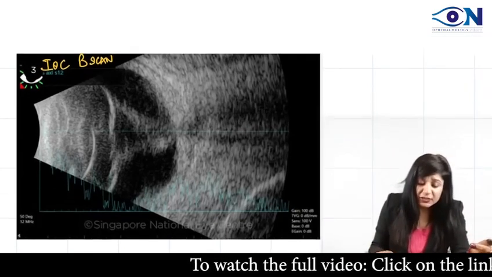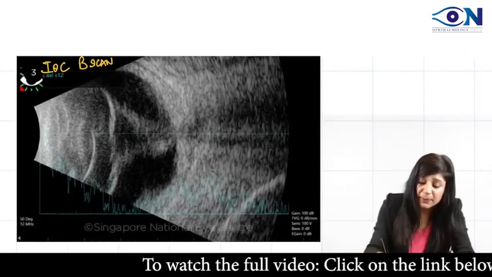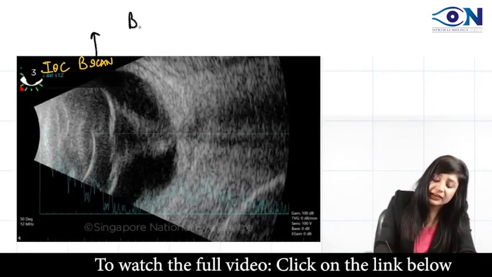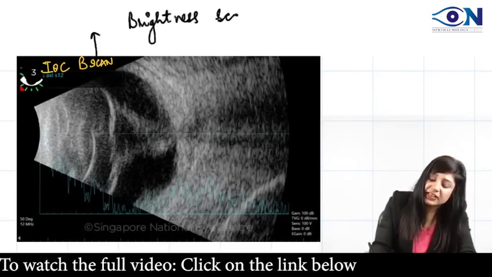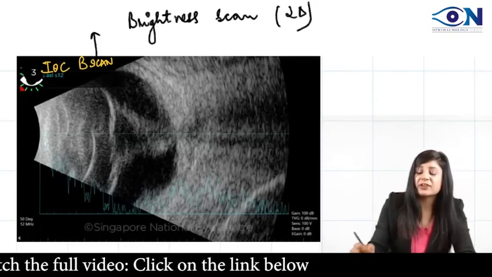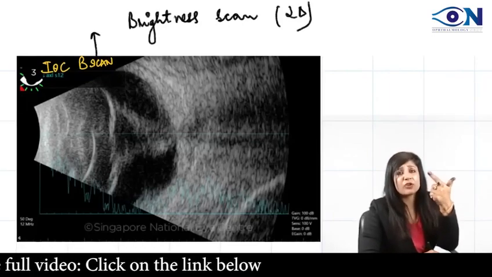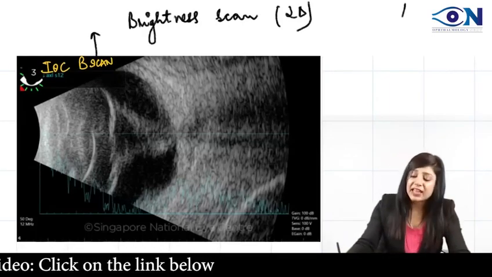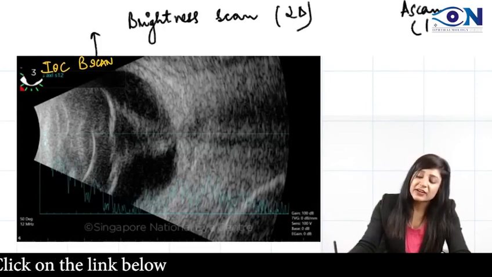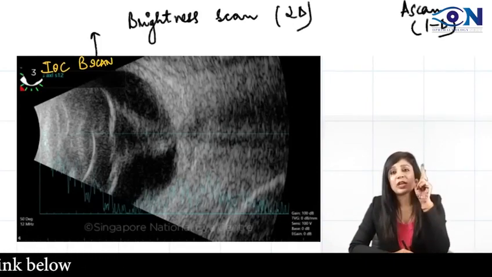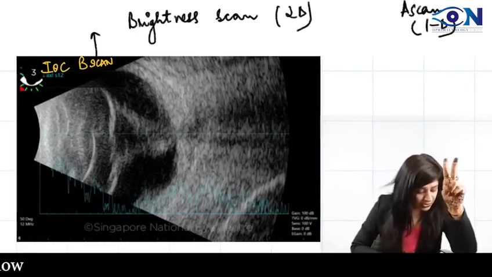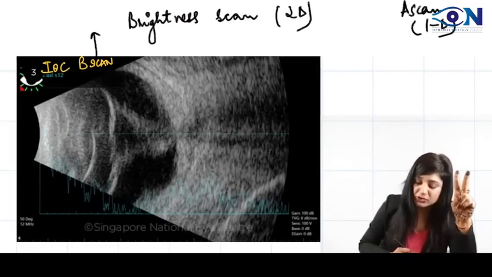Okay. And you can see what is the meaning of this B scan. B means brightness. So this is a brightness scan which is actually a two-dimensional ultrasound. Since there is A and B, that means A scan is also there. A scan is one-dimensional ultrasound. So you can easily differentiate. A is first so it is one-dimensional, B is second so it is two-dimensional ultrasound.